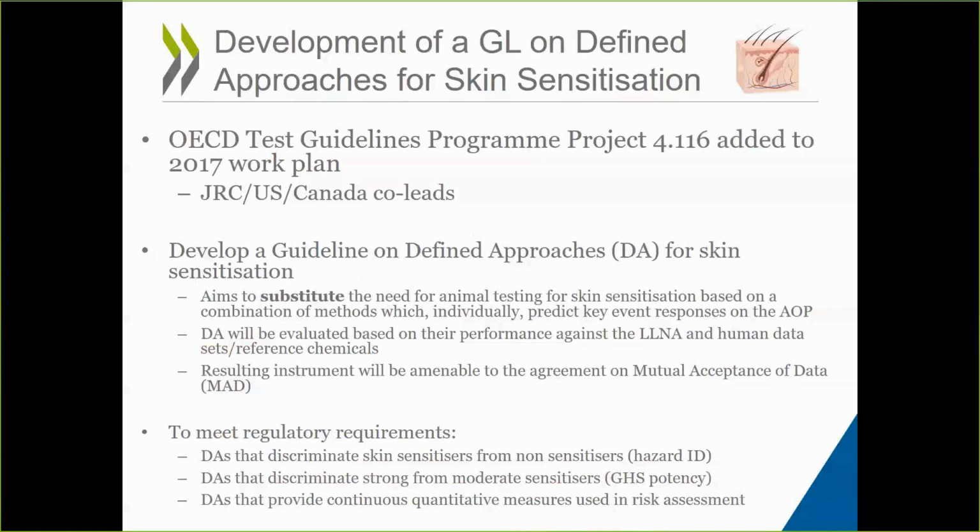The resulting guideline would be an instrument that would be amenable to the Agreement on Mutual Acceptance of Data.